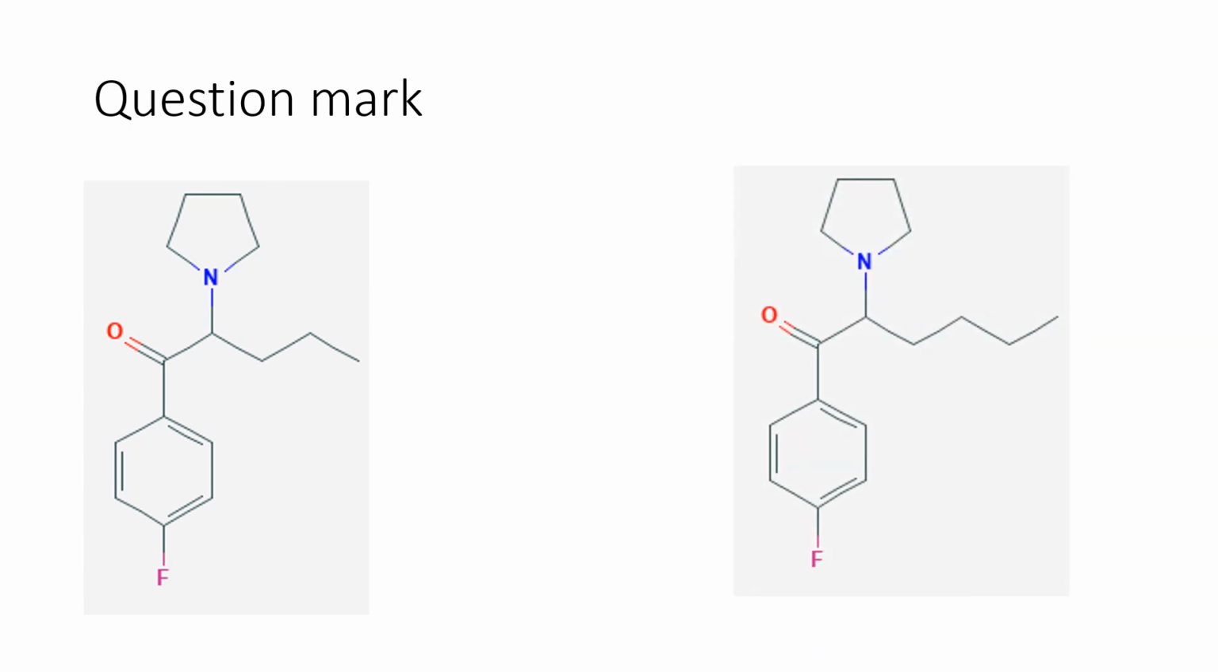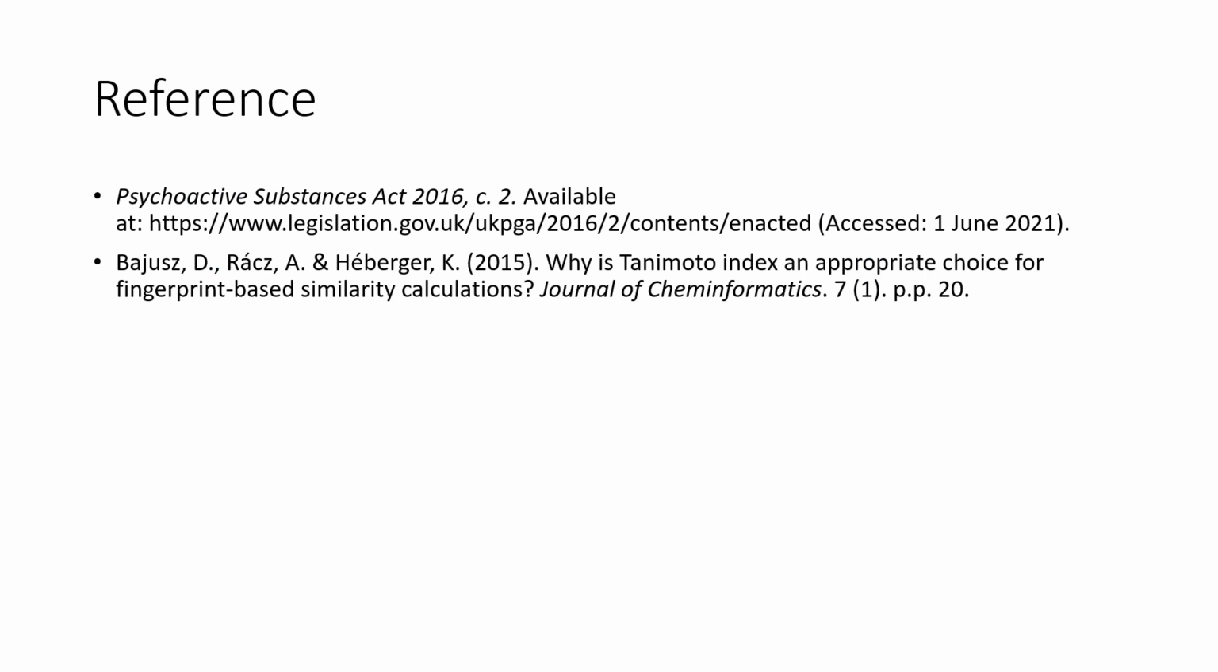The question mark in this series of the pattern could be one of 2 compounds. This one has a smaller side chain than the original compound in the series, but has been reported as use of a novel psychoactive substance in the early 2010s and would fit the pattern. The second possibility has the same side chain length as the original compound, but has not yet been reported as a novel psychoactive substance. This is my reference list for the presentation.